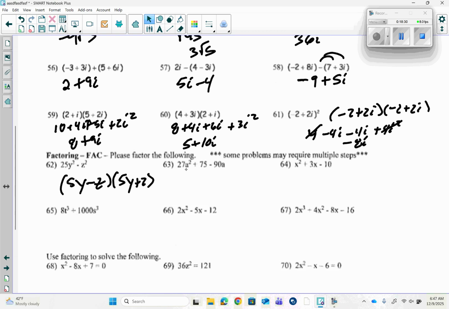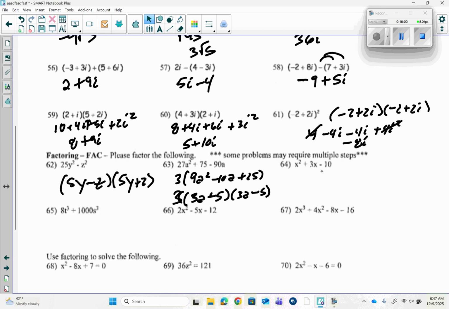This one, let's see, I could factor a 9, and I have to change the order. So can I factor a 9 out? Well, it looks like I can factor a 3 out. That's going to give me 9a squared minus 30a plus 25. Those are perfect squares, so this is going to give me 3, and then 3a minus 5, and 3a minus 5.